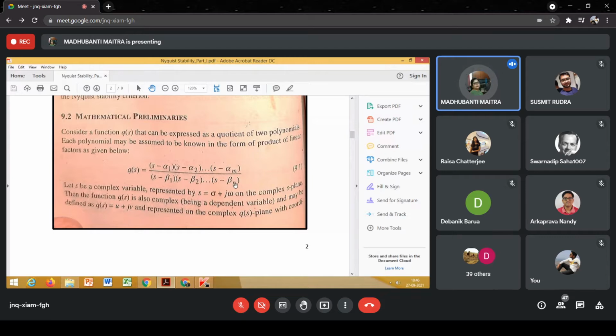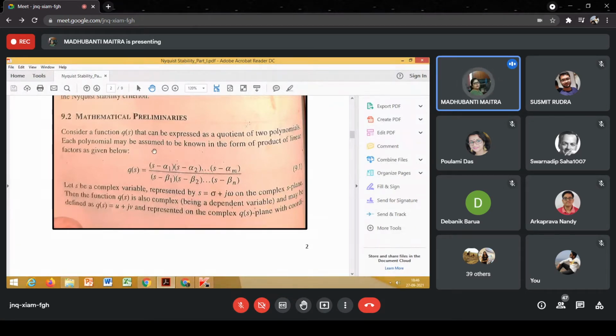For this particular function Q(s), if we apply our knowledge of poles and zeros, just try to recall the definitions of pole and zero for a particular function, then we'll find that all these alphas are the zeros of this function Q(s), and all these betas are the poles of this function Q(s). Am I right? Yes, ma'am.